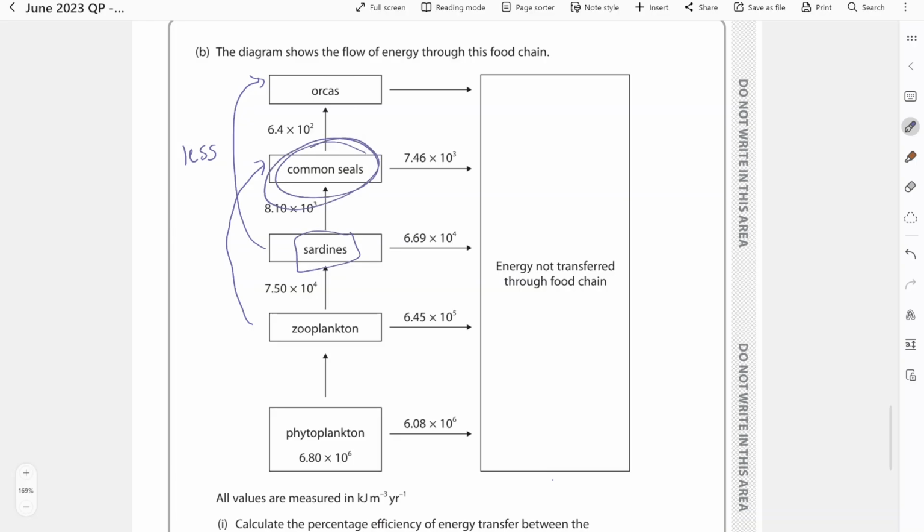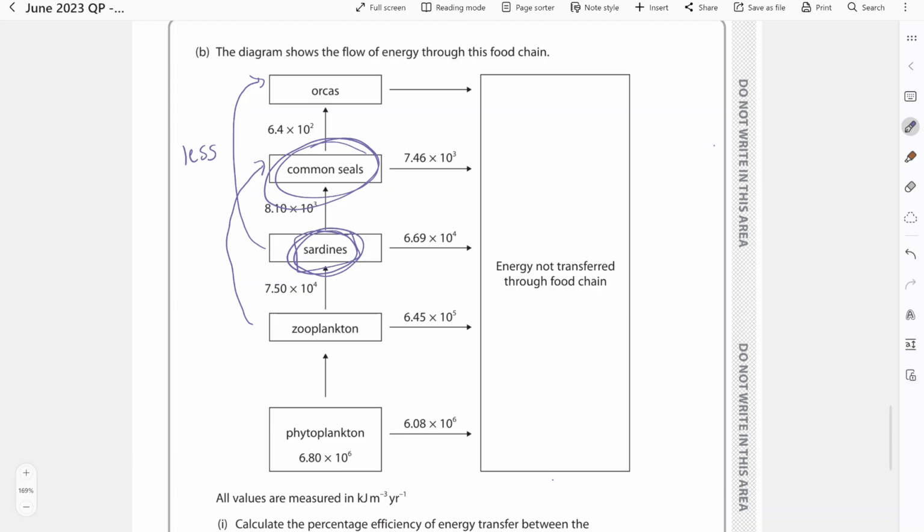And common seals are endotherms, meaning that they need to maintain a constant body temperature, kind of like humans as well. Like we need to make sure that our body temperature is 37 degrees. So because common seals need to maintain that constant body temperature, they also have a high metabolic rate. And they also lose a lot more heat to the environment as a result. You could also argue the opposite. So sardines, on the other hand, are ectotherms, meaning that they don't need to maintain a constant body temperature.